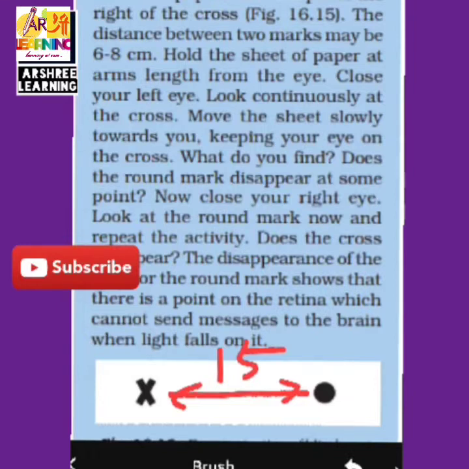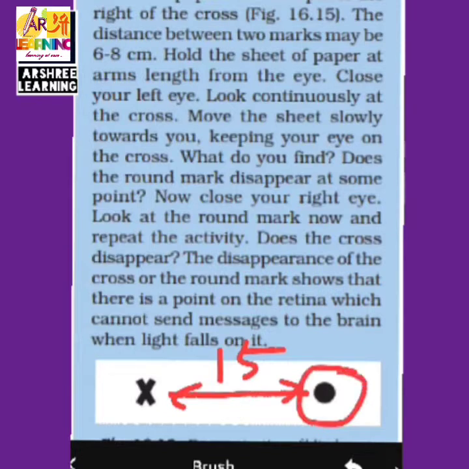Now close your left eye and keep your right eye above the cross, and now slowly bring the cross towards your eye. After a few seconds, when you start moving the paper towards your eye, you will see that the dot which is shown here will not be visible. It will suddenly disappear. So why does the dot disappear?